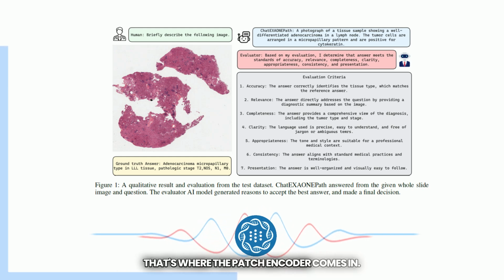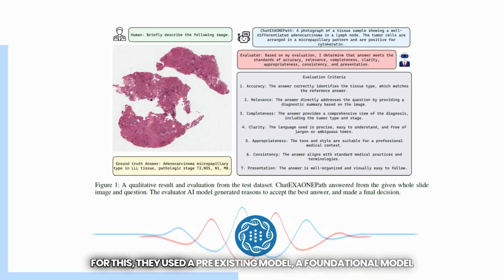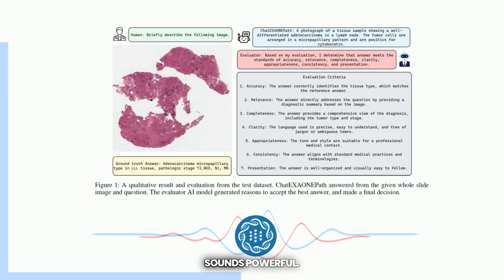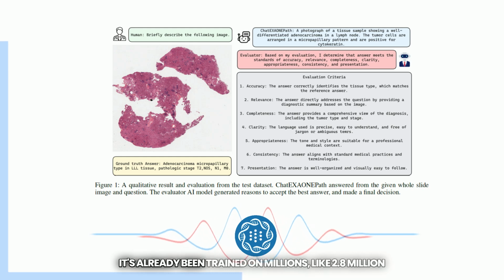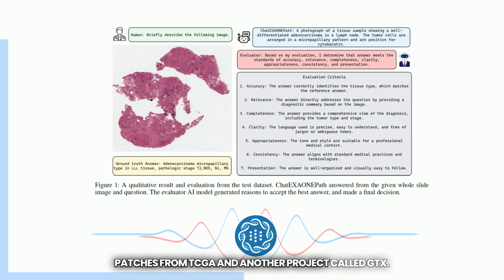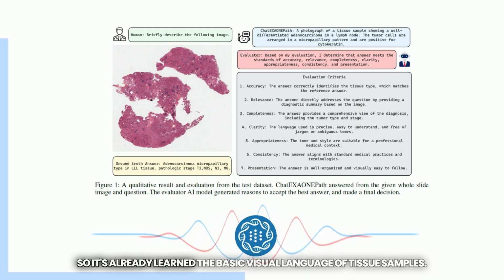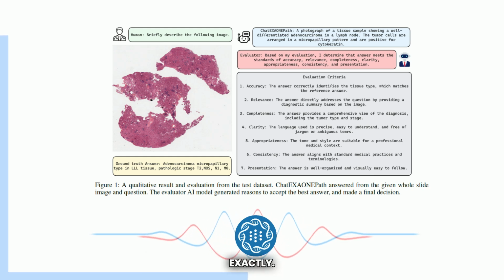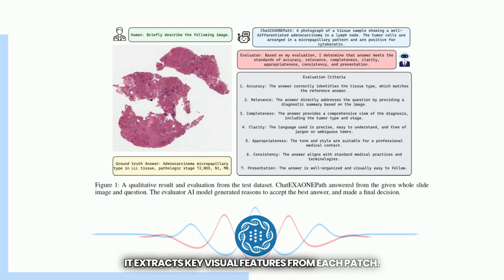That's where the patch encoder comes in. For this, they used a pre-existing model, a foundational model for histopathology called ChatEXAONEPath. ChatEXAONEPath! Sounds powerful. It is. It's already been trained on millions, like 2.8 million, patches from TCGA and another project called GTEx. So it's already learned the basic visual language of tissue samples. So it knows what different cell shapes or tissue structures generally look like. Exactly. It extracts key visual features from each patch.